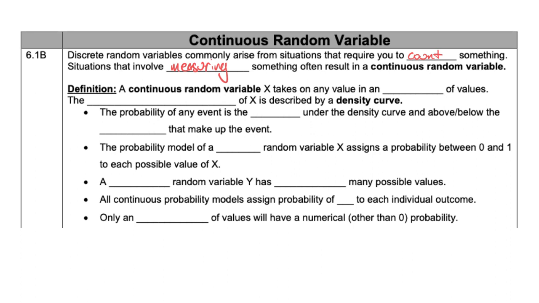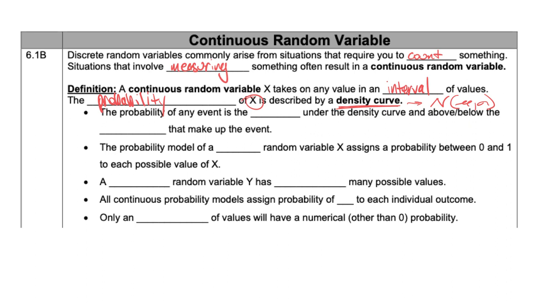A continuous random variable takes on a value in an interval of values. The probability that we're looking at here, of x, or whatever x is, like weights, length, height, volume, area, will be described by a density curve. This should remind you of this a little bit, right? When we talked about density curves, okay?